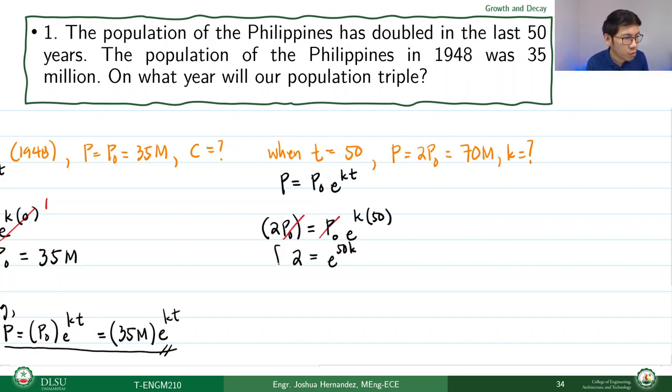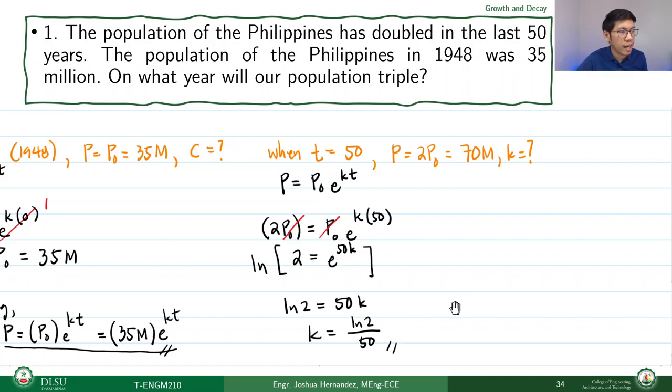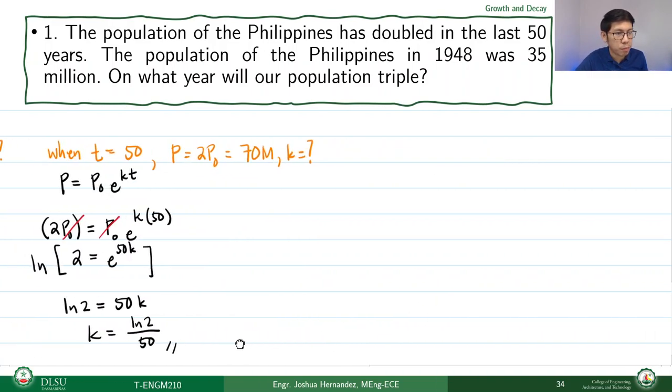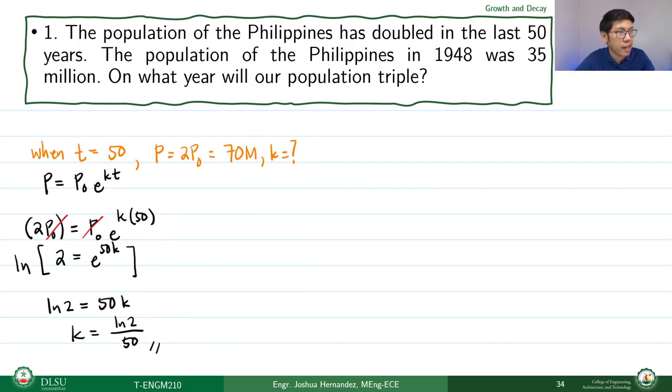If we ln both sides, we'll eliminate e raised to 50k. At least yung e pala, sorry. Magkakaroon tayo ng ln 2 equals 50k. Therefore, k is equal to ln 2 all over 50. Okay. So, nakuha na natin si k. We can now complete our working equation, and that is, substituting k, or solution, rather.